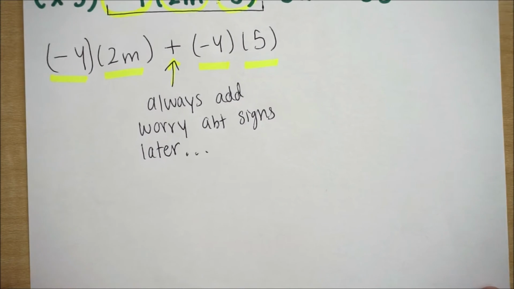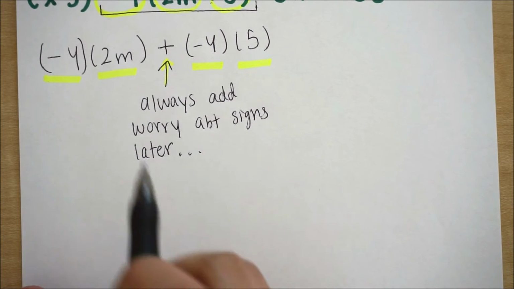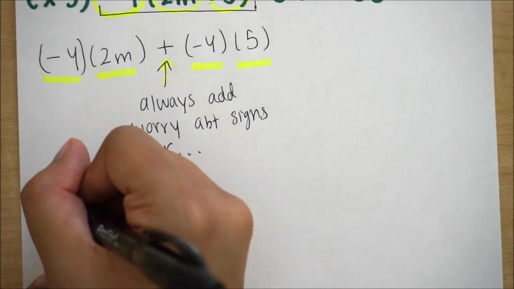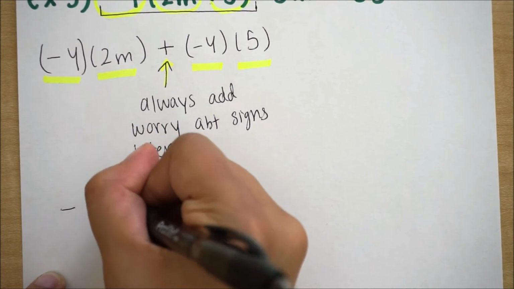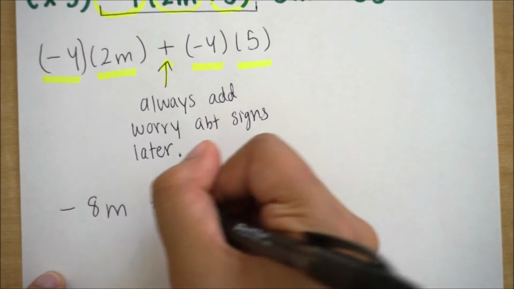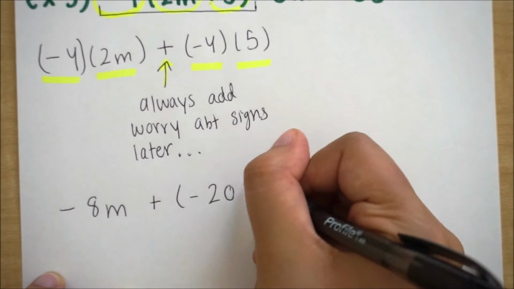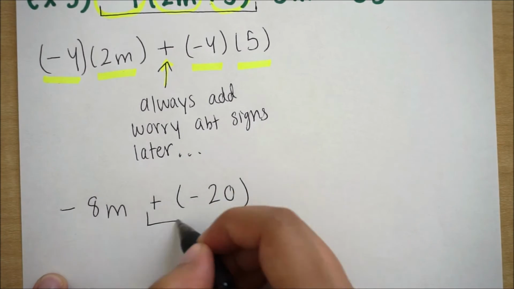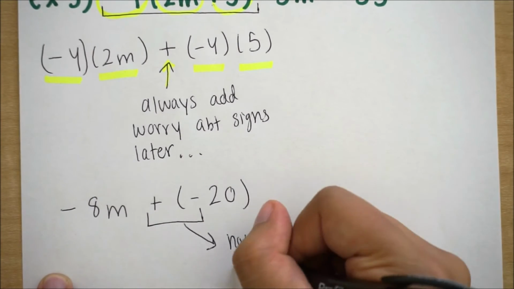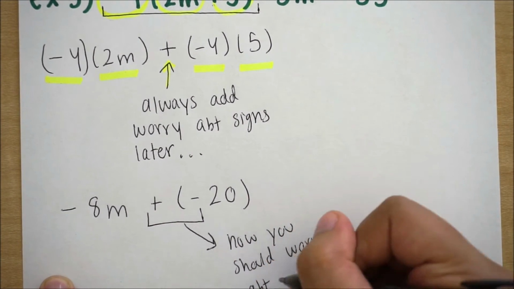It's going to resolve itself at the end. So what is negative 4 times 2m? That is negative 8m. We're going to add that to negative 4 times 5, which is negative 20. Then we see a plus and a minus. And now is the time you should worry about the signs. So you have to fix that.